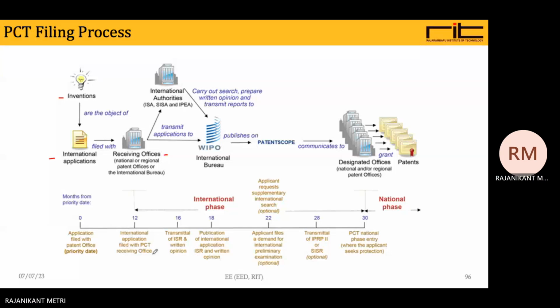Then at the end of 16 months, transmittal of the ISR and written opinions. And then within the next 2 months, publication of the international application, ISR and written opinions is given. Then the applicant requests a supplementary international search within 22 months from the date of application. Then transmittal of the IPER, IPRP or SISR within 28 months from the filing date. And then PCT national phase entry, where the applicant seeks protection, is granted within 30 months from the application of the patent.